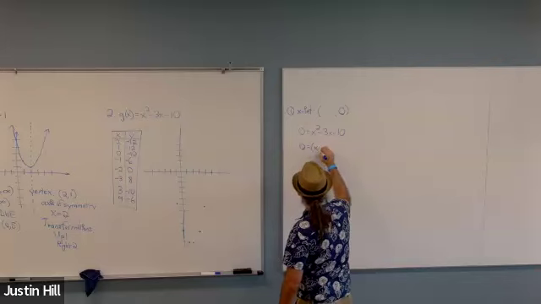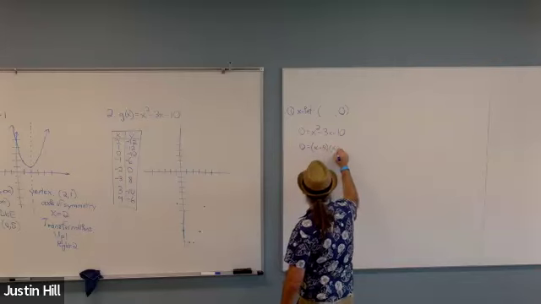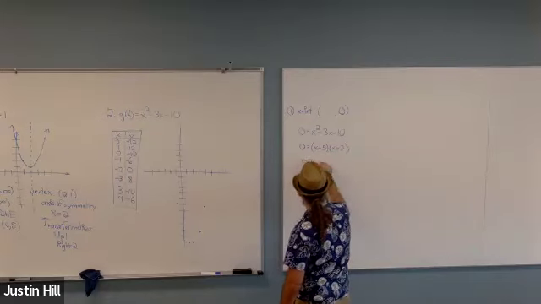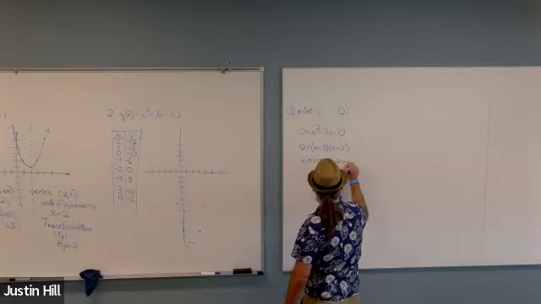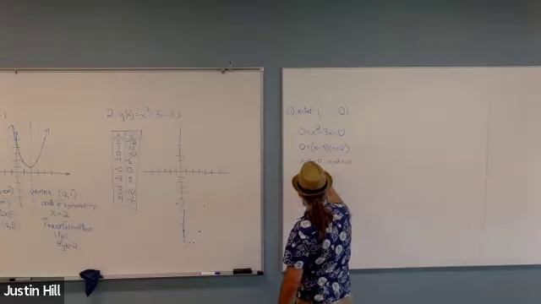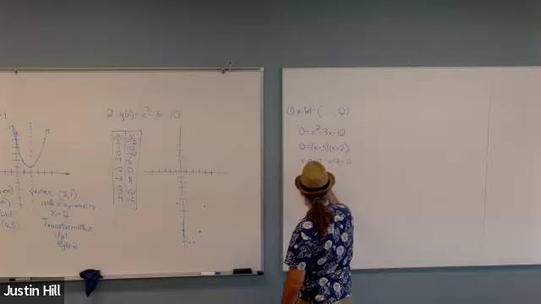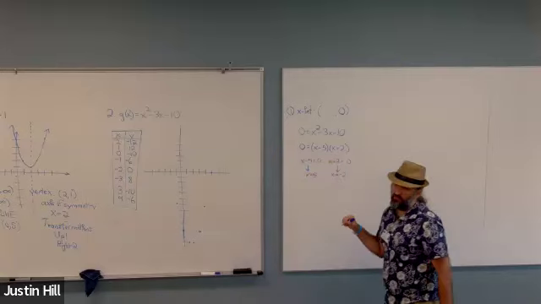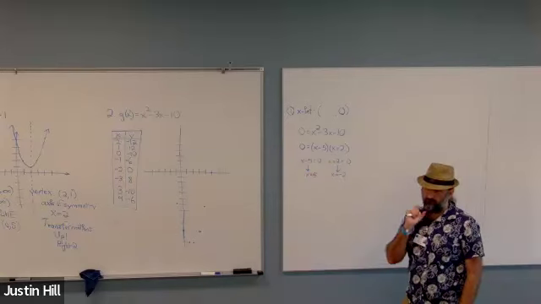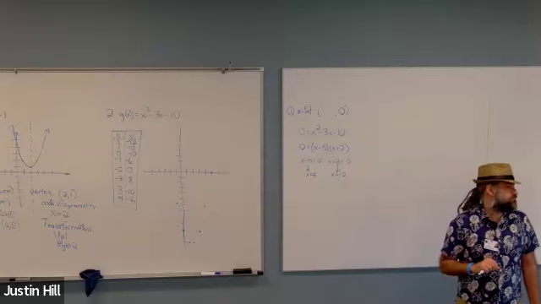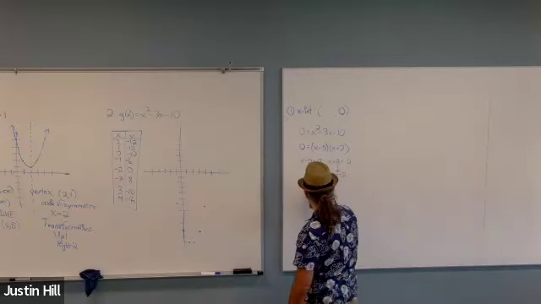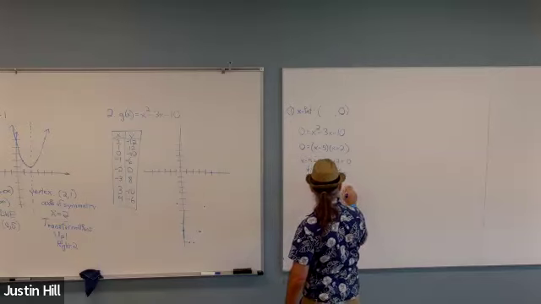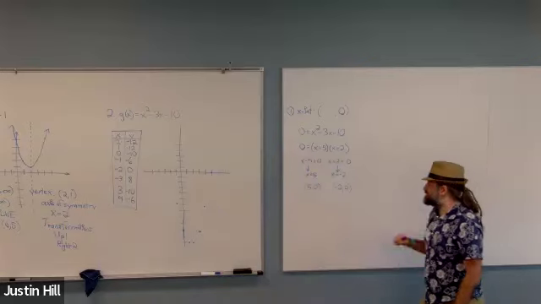So yes, you should have ended up with x minus 5 times x plus 2. And then we set each of those equal to 0. So we do end up with x equals 5, x equals -2. And so how would I write the x-intercepts? Yeah, good. (5, 0) and (-2, 0). So just remember to write them as coordinates.